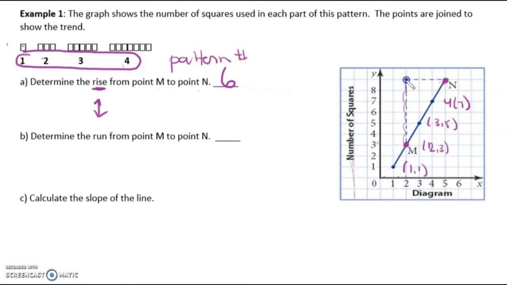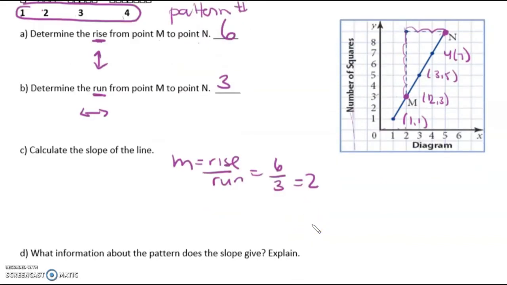And then we want to see what the run is for B. Determine the run. Run is left, right. So we're going to go 1, 2, 3. Calculating the slope of the line, we're going to go rise over run, which I get 6 over 3, which is 2.